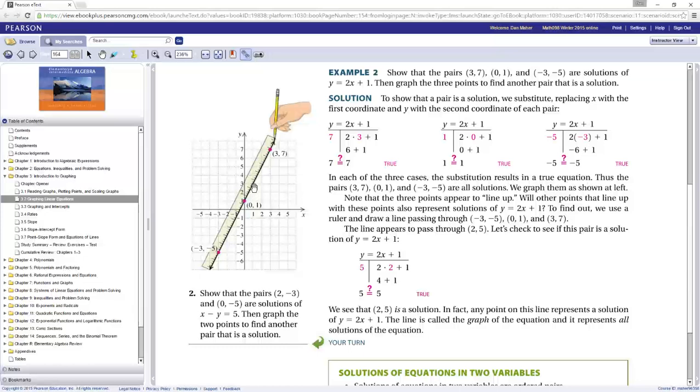So if I took any one, if I took like 1 here, right? Notice where it looks like it intersects on this line that we would draw would be at the point 1, 3. Well, does it work? If I put 1 in for x, I get y equals 2 times 1 plus 1, which is 3. So the ordered pair, 1 is my horizontal distance and 3 is my vertical change from 0, which is up 3.